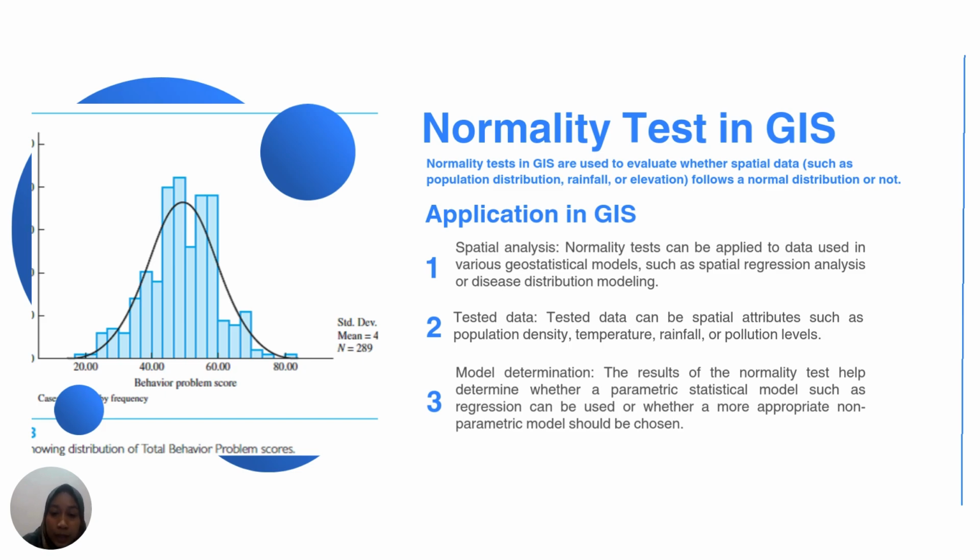Testing data. Test data can be spatial attributes such as population density, temperature, rainfall, or pollution levels. 3. Model determination. The results of the normality test help determine whether a parametric statistical model such as regression can be used or whether a more appropriate non-parametric model should be chosen.